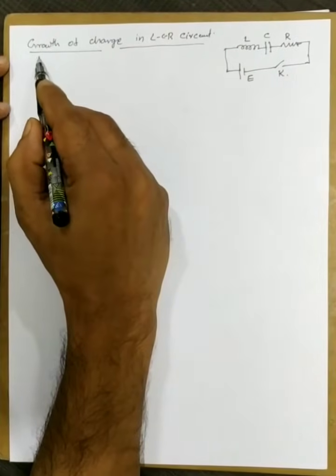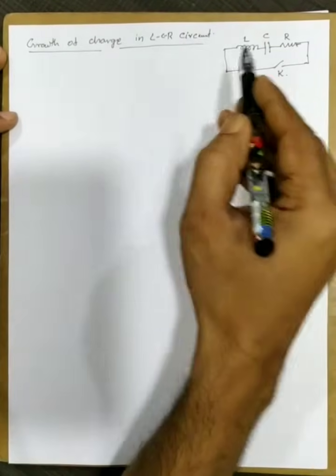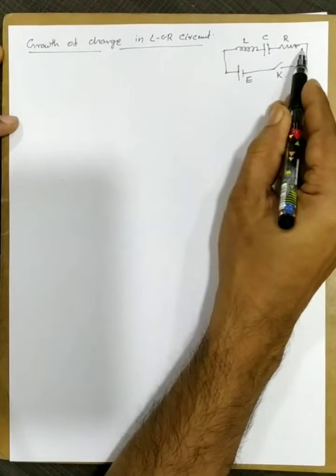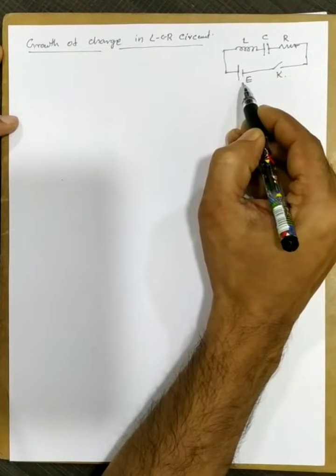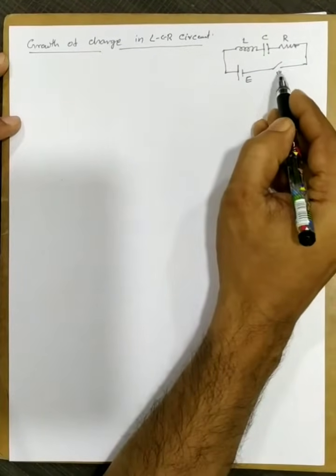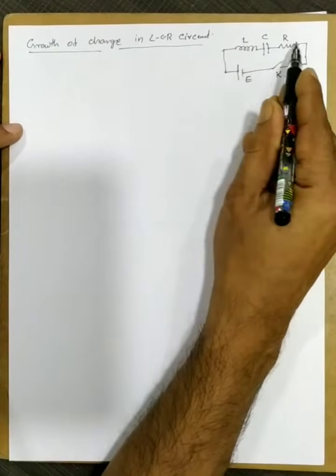So in this session, I am going to discuss the growth of charge in LCR series circuit. So we have all the three components: inductance, capacitance, and resistance connected in series to a source of EMF E through a key K. When the key is closed, this source will charge the capacitor through inductance and resistance.